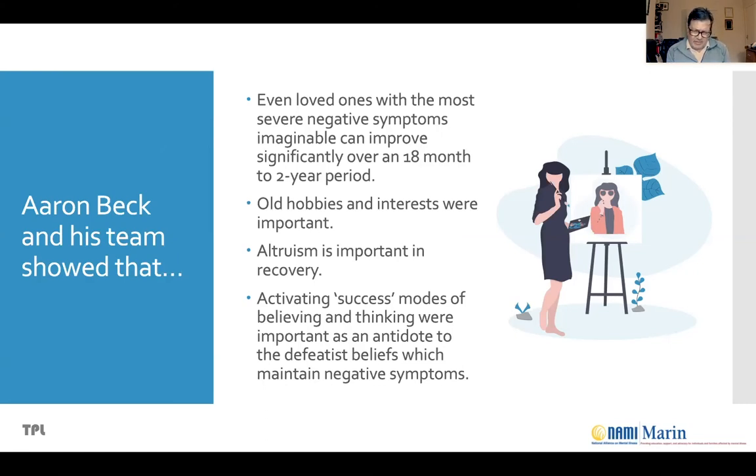In getting there, old hobbies and interests are important because it's easier to activate things which they used to be interested in and used to enjoy. As a family member, you will know what those previous interests might have been. And in all recovery programs, we see that altruism is important. So the minute your loved one shows any sign of showing an interest in helping others, that should be strongly encouraged. That altruism is a sign we're going in the right direction.